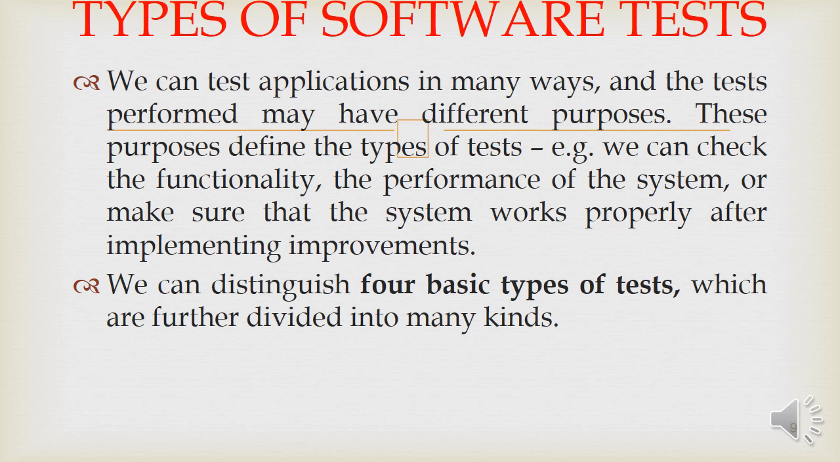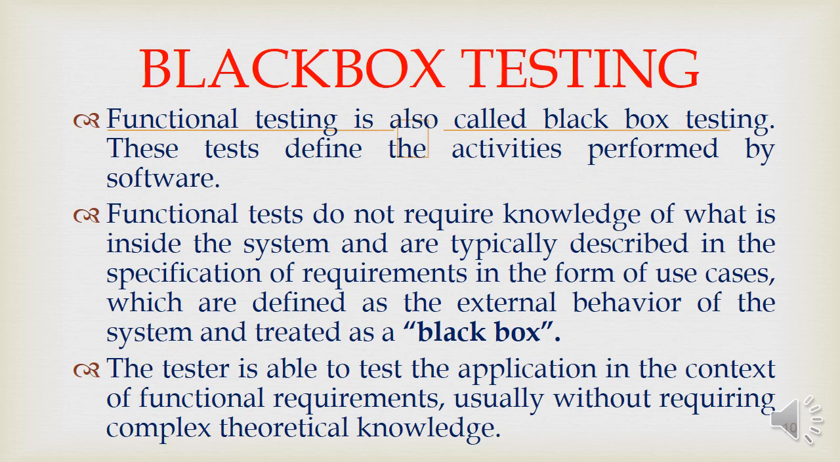So what are the types of software tests? We can test the application in many ways, with different purposes. We can check the functionality, the performance of the system, or make sure the system works properly after implementing improvements. We can distinguish four kinds of tests. The first one is black box testing. Functional testing is otherwise known as black box testing. These tests define the activities performed by the software. Functional testing does not require knowledge of what is inside the system, such as the specification requirements. That's why it is named black box.